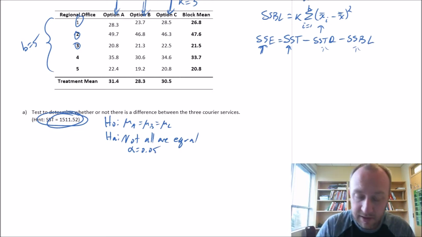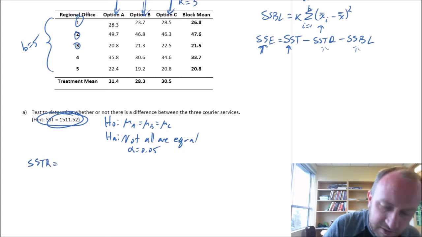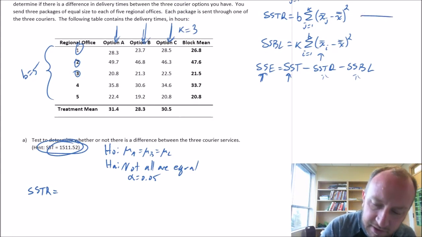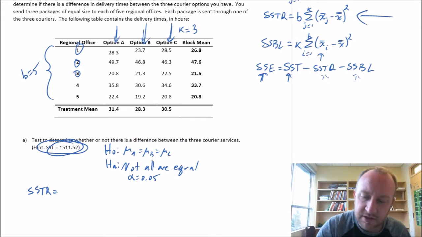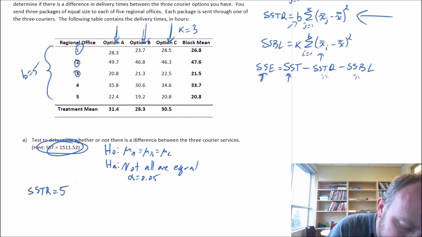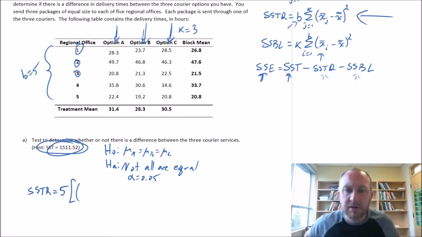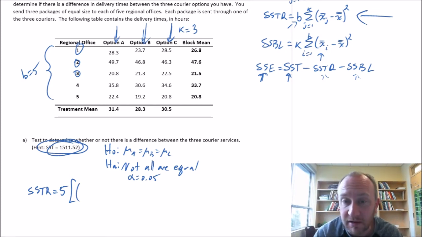Now let's go ahead and calculate all of our different sources of variation. So SSTR. Here I'm going to be using this formula. First I need the number of blocks. I have 5 blocks. And now we need, oh, we forgot one piece. Forgot one ingredient. I need a grand mean for most of these calculations.